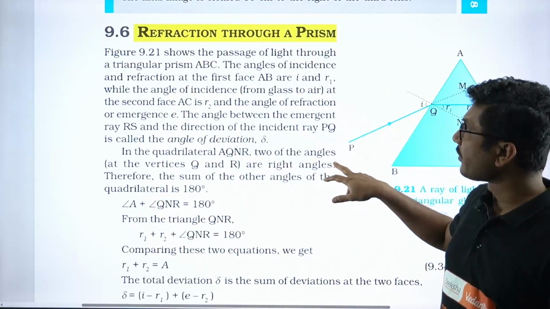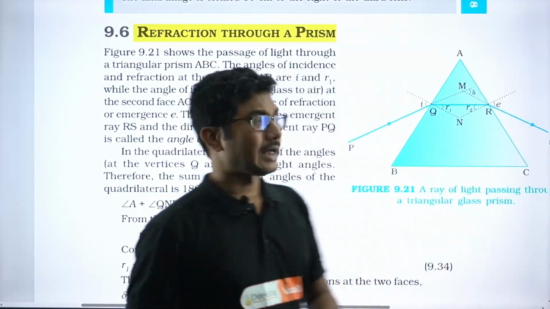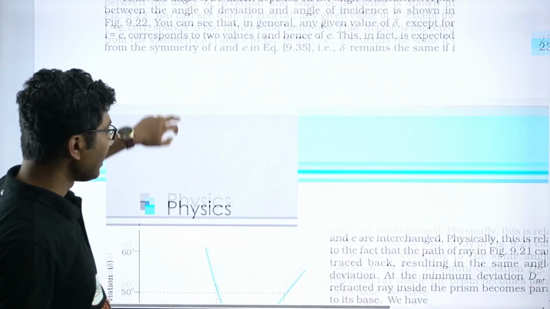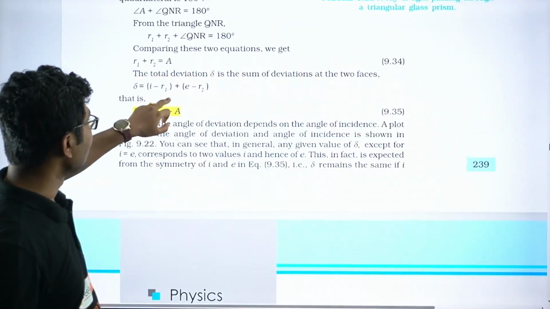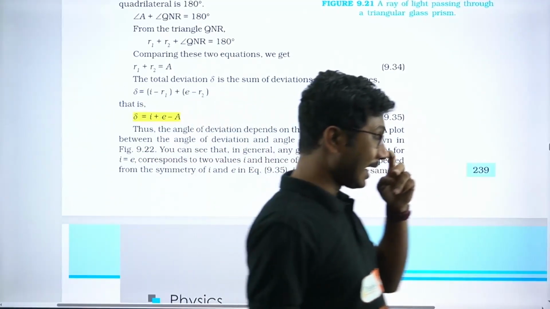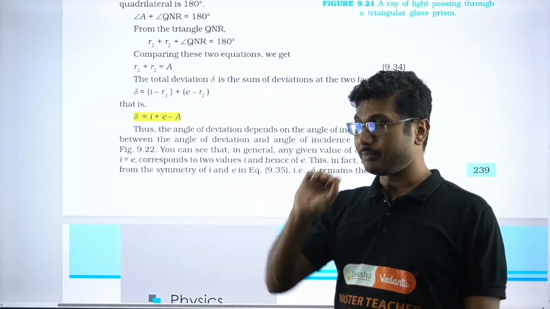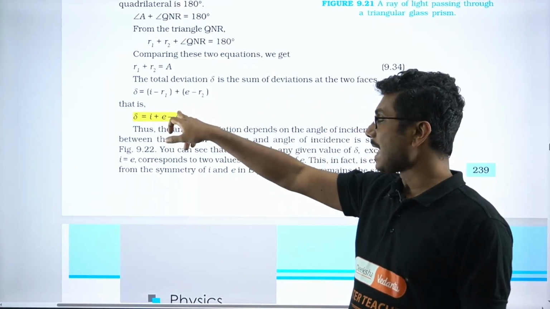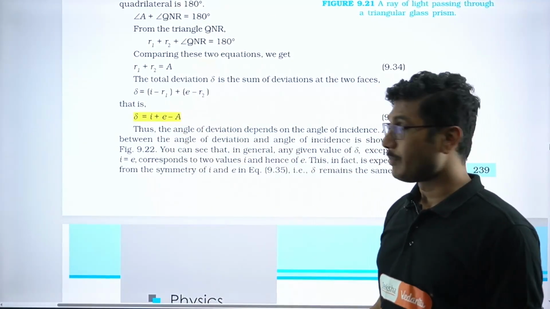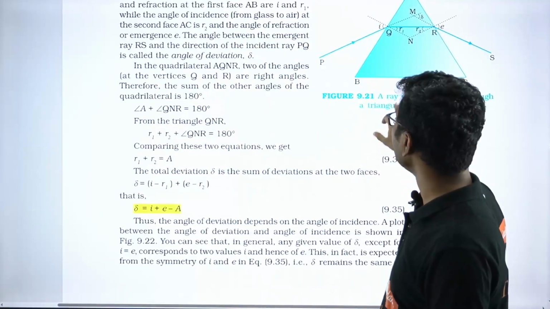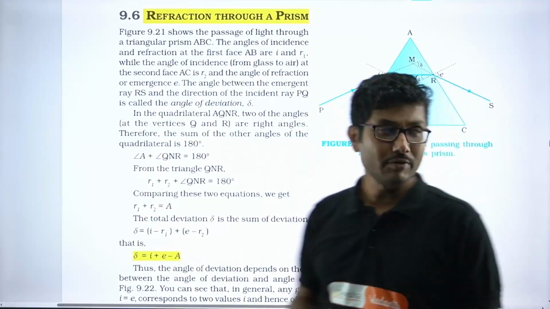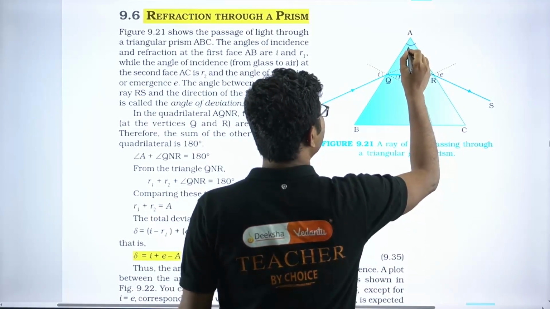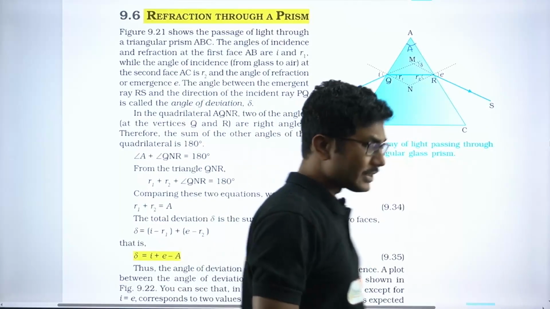Now let's move into refraction through a prism. You have seen this diagram. Using geometry you can prove a few things. First of all, you can prove that the angle of deviation, not minimum deviation, is basically the angle of incidence plus the angle of emergence minus the angle of prism. The angle of prism is basically the top angle. This angle is called the angle of prism A. So this is the top angle.